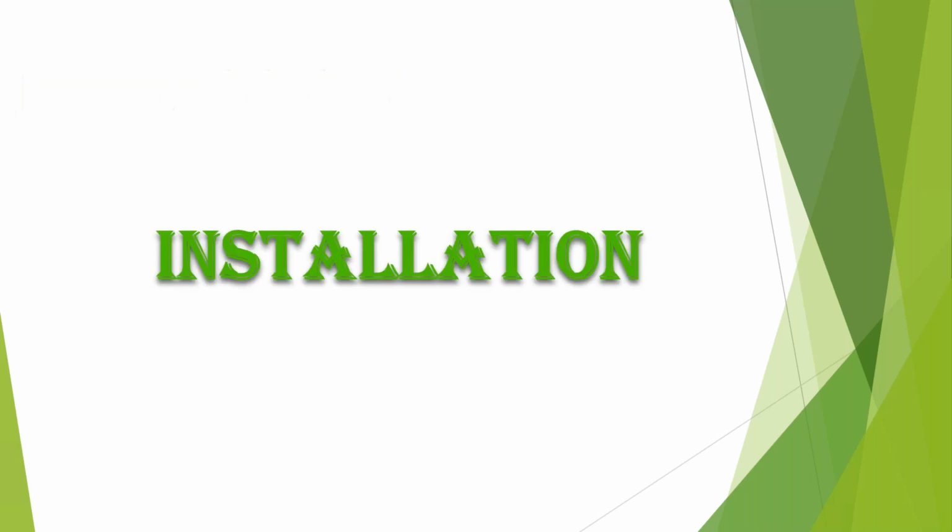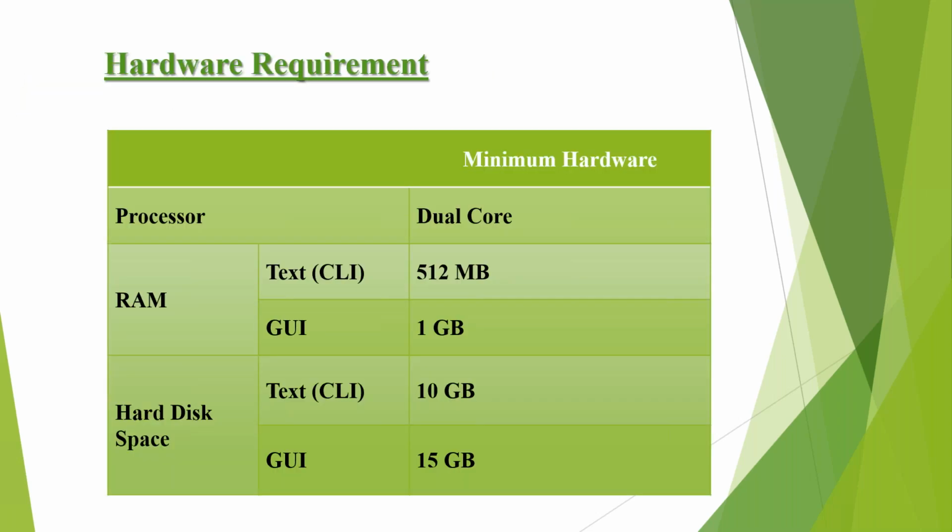So in the last session, we discussed the features of Linux. And these are the minimum hardware requirements for Linux: processor, RAM, and hard disk. CLI means command line interface. GUI means graphical user interface.